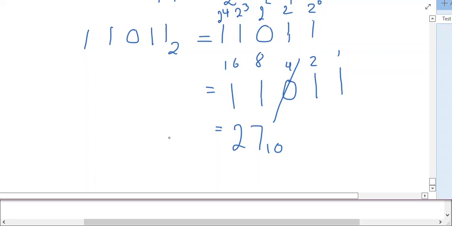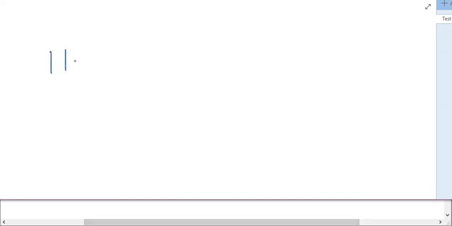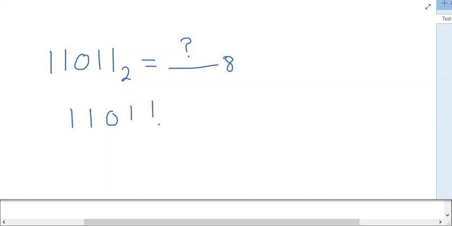Now let's see if we can convert this binary number. We will just play around with the same number. In our hand we have 11011 base 2, and now we want to see what its value would be in base 8. If you remember, to convert a binary number to base 8, or the octal number system, we combine the bits in groups of 3.